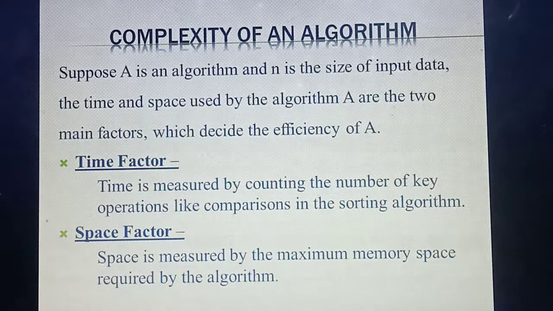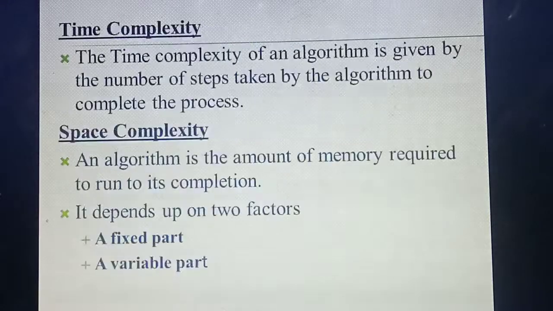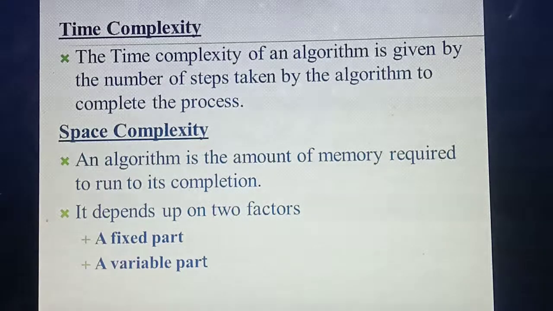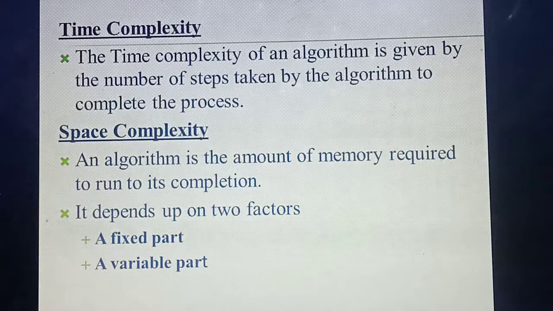Time factor determines how many operations you are going to do in the algorithm, so based on that you are going to determine the time. Space means how much memory space it will take to store the particular things in the memory. Understood? The same thing only, they are giving in different terms: time complexity and space complexity.